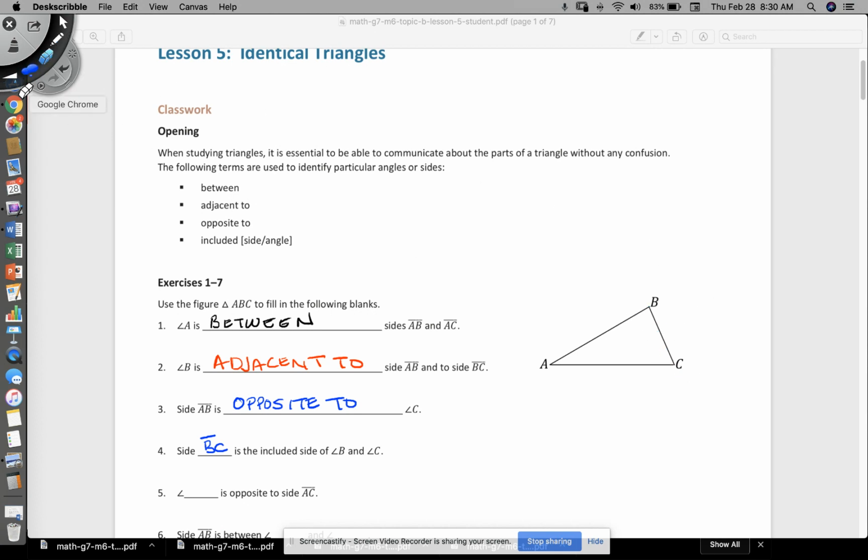Next one. It says angle blank is opposite of AC. So find AC. Which angle is completely opposite of it? It doesn't touch it. It doesn't get formed by it. That would be angle B. So we're going to put B here. All right, let me erase that real quick so we can highlight for the next problem, and scroll this up.